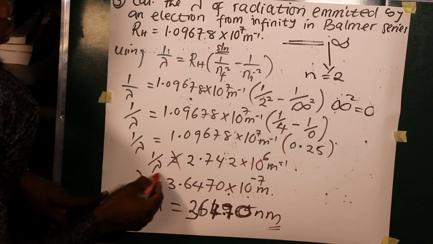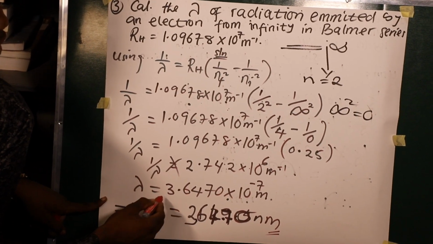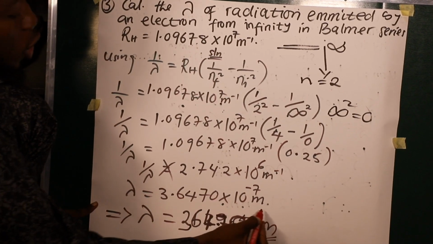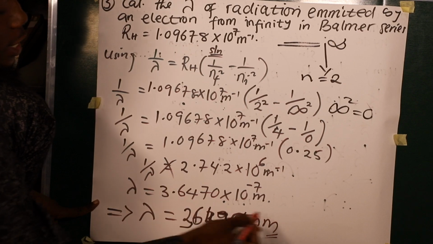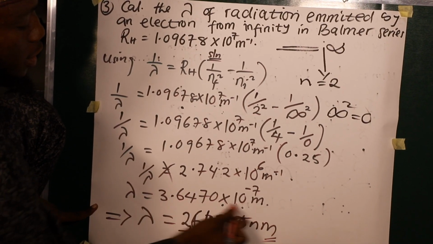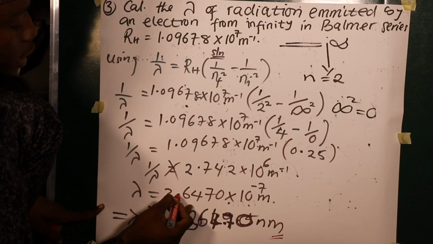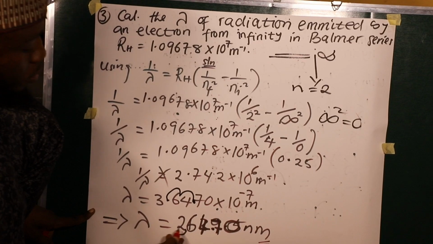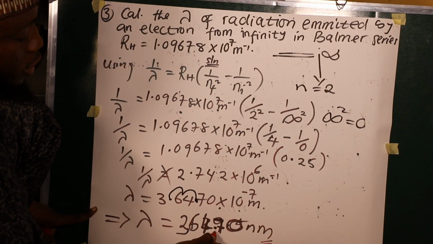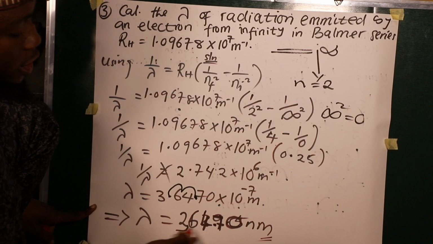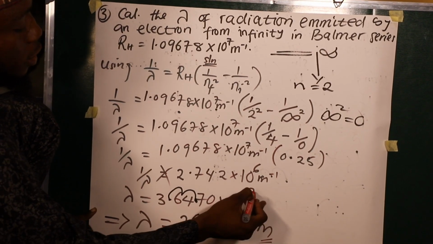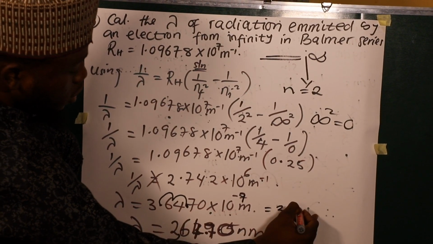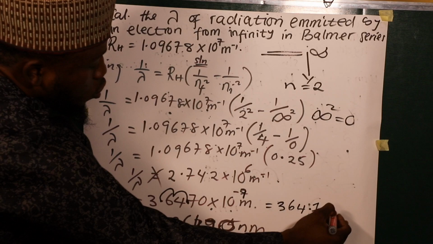By cross multiplying to obtain wavelength, it gives 3.6470 times 10 to the power of minus 7 meter, and we always need our answer in nanometer. So we convert meter to nanometer by moving our decimal point 2 places to the right, and this minus 7 will be minus 9. Then we obtain 364.70 nanometer. So that is the answer, 364.70 nanometer.